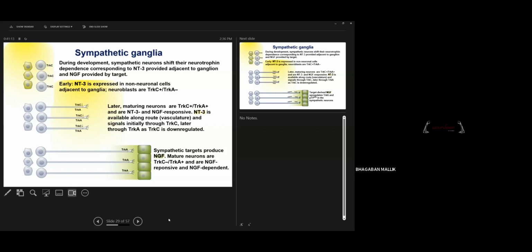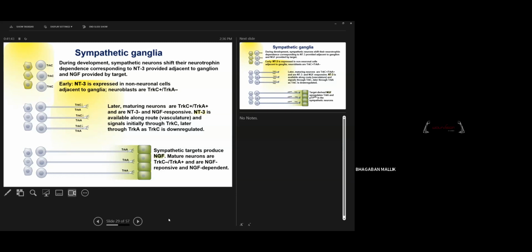But when they develop, entering the mature stage, you have expression of other receptors, and these neurotrophins which are present in the non-neuronal cells migrate along with the axons. So here you can see the color, these are yellow, and you don't have yellow here in the non-neuronal cells. It migrates along the axons.